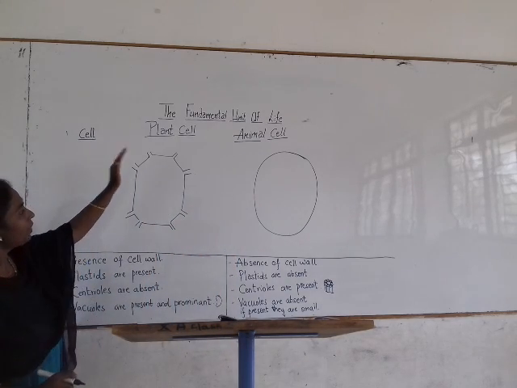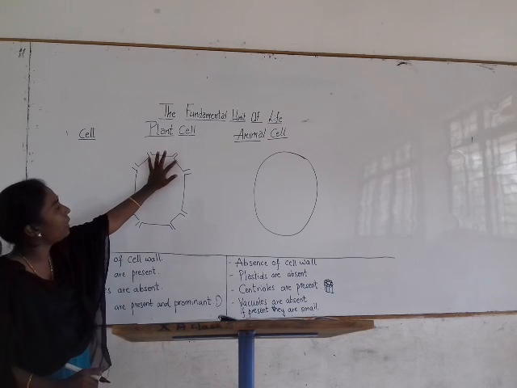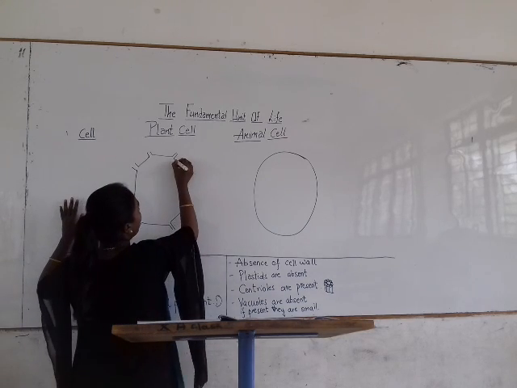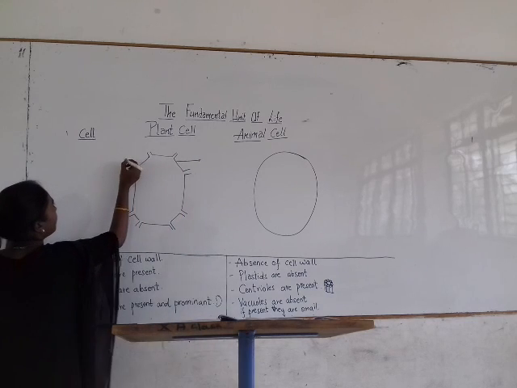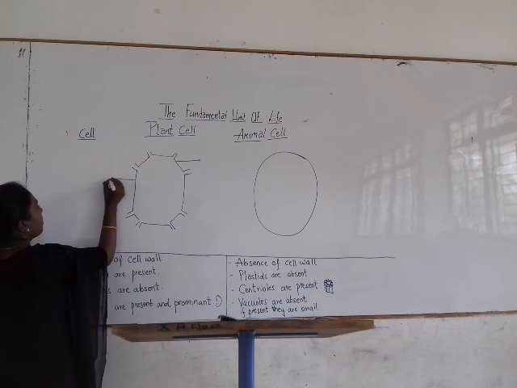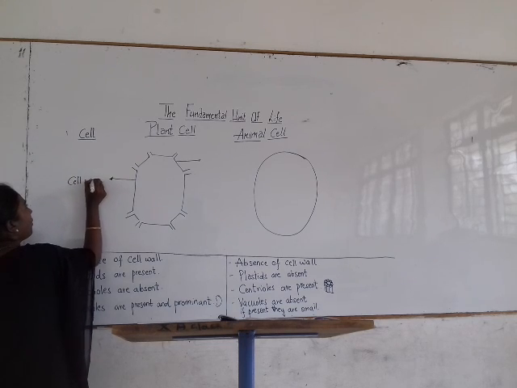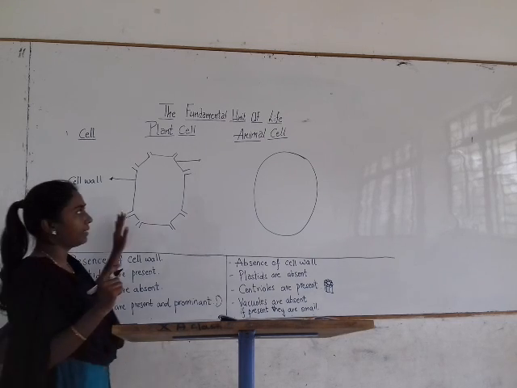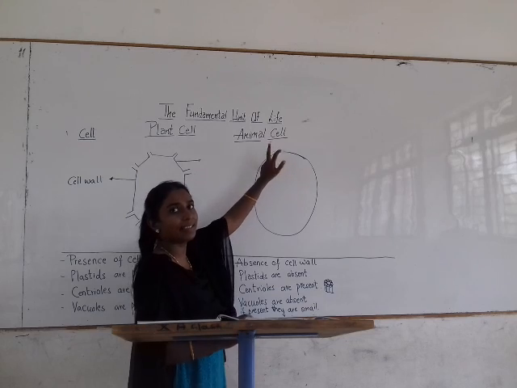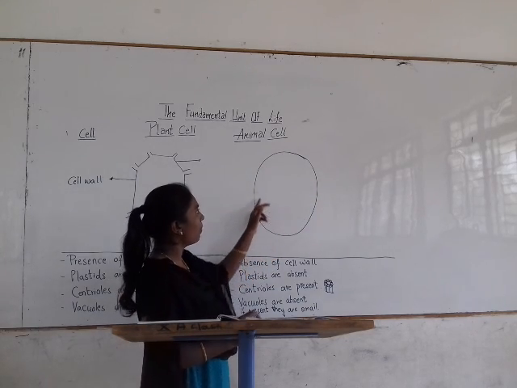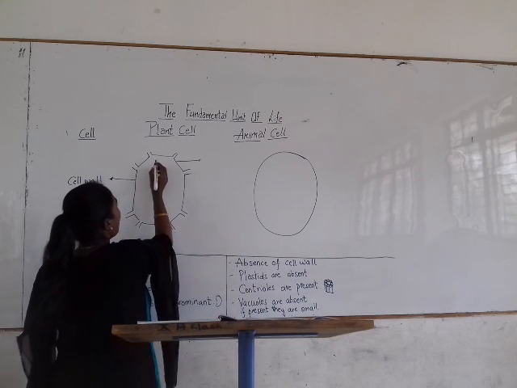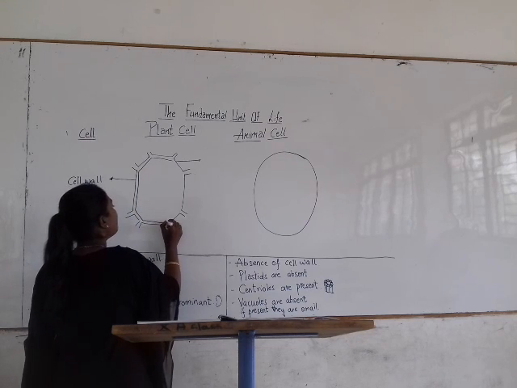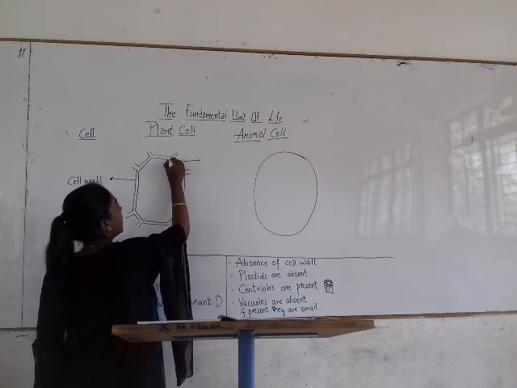Now, there are two walls in a plant cell. The outer wall is called the cell wall, which is present only in plants, whereas animal cell lacks this cell wall. Then what is this membrane called? This membrane and one more membrane which is present inside the plant cell are called the plasma membrane.